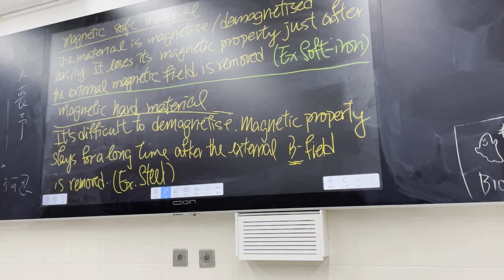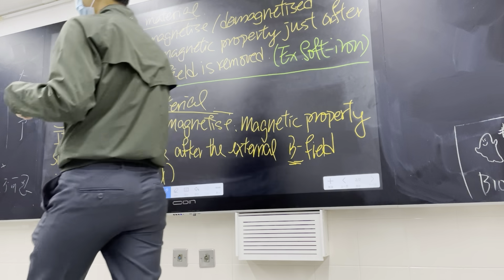Okay, so the transition metals are magnets. Okay, so or Ni.